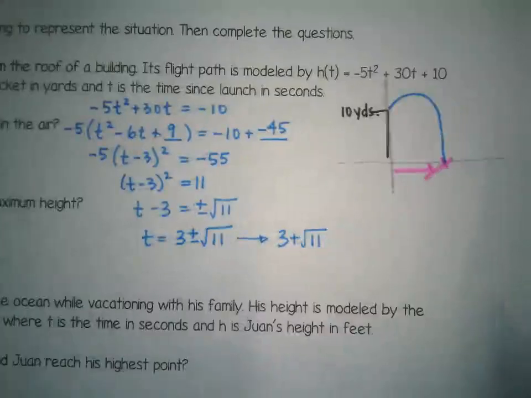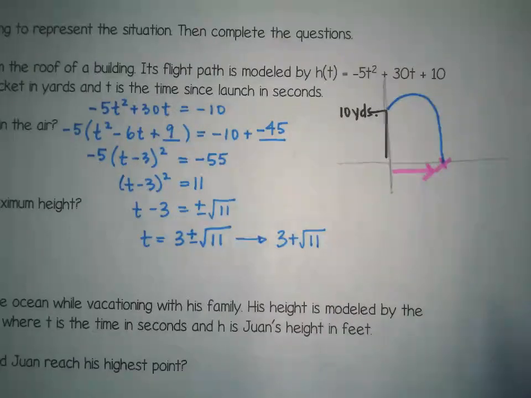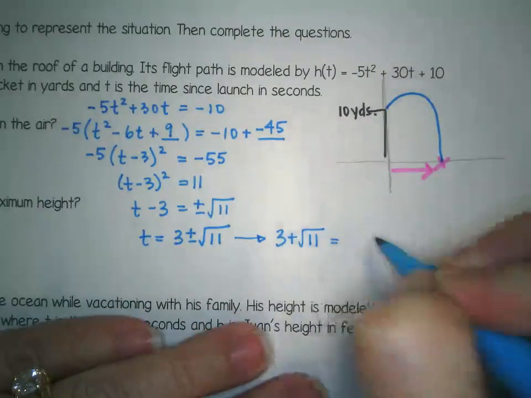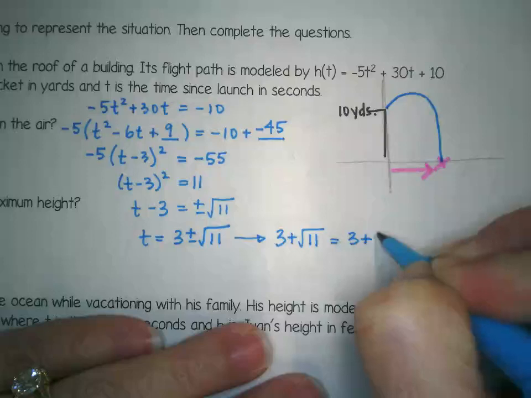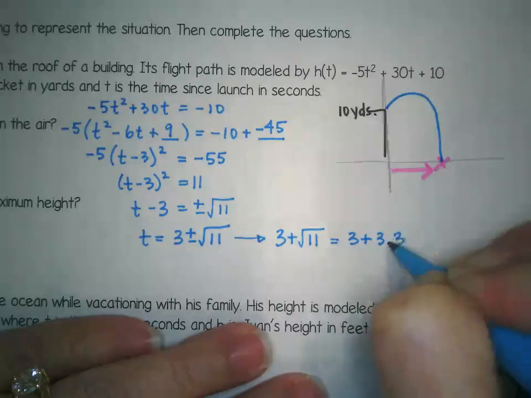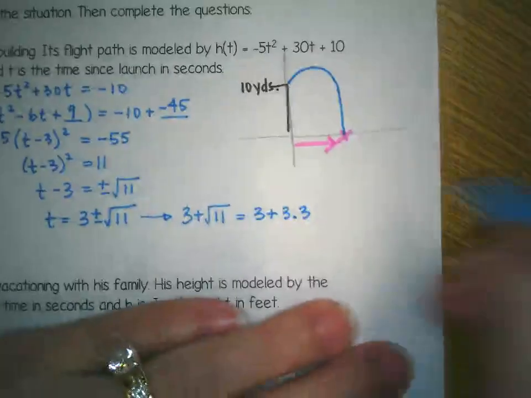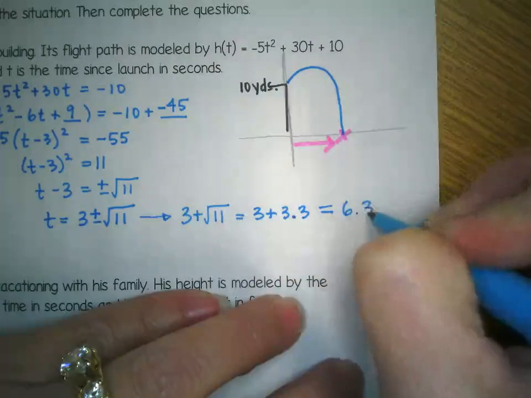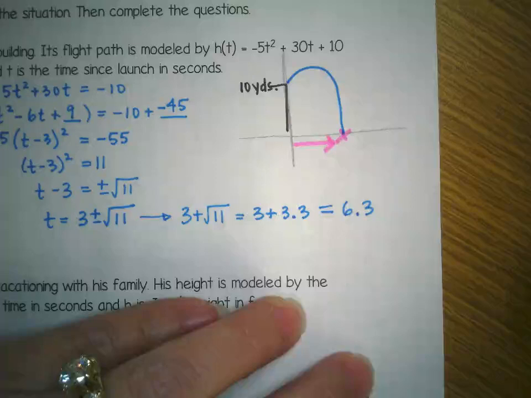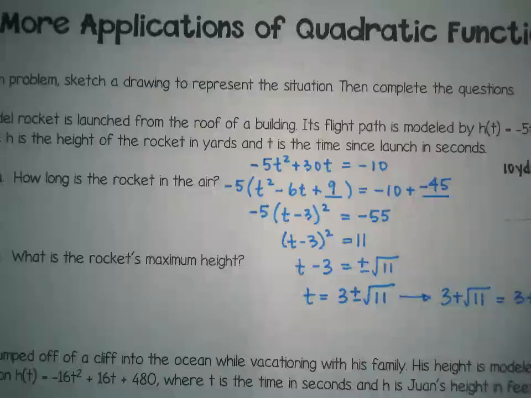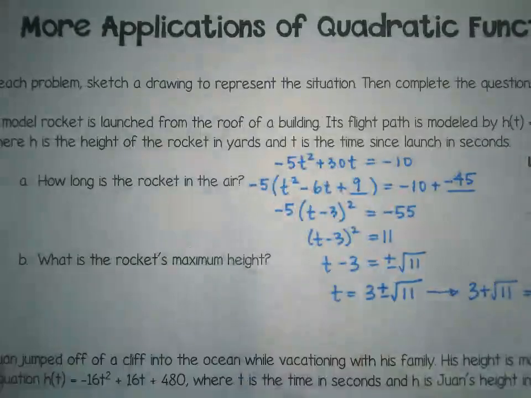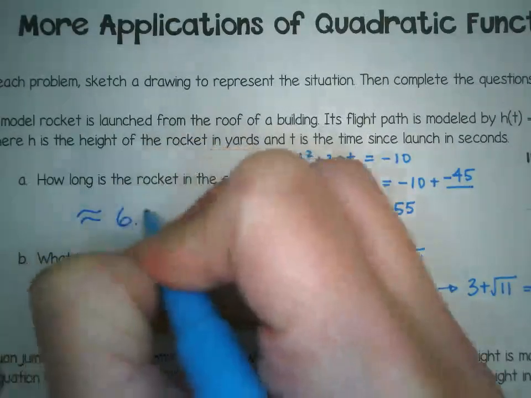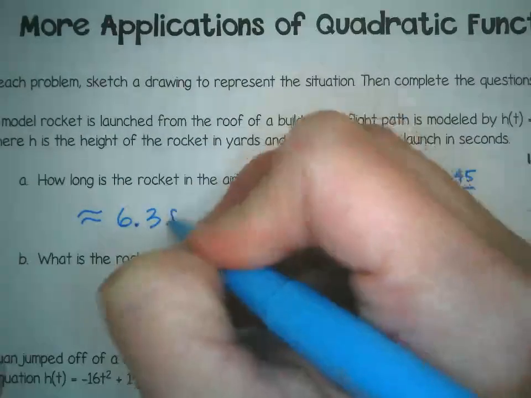So next thing I'm going to do is think about how I would estimate the square root of 11. And I'm going to estimate that to be about 3.3, which tells me that the rocket is going to hit the ground at about 6.3 seconds. So I'm going to go over here, and how long is the rocket in the air? It is approximately 6.3 seconds.